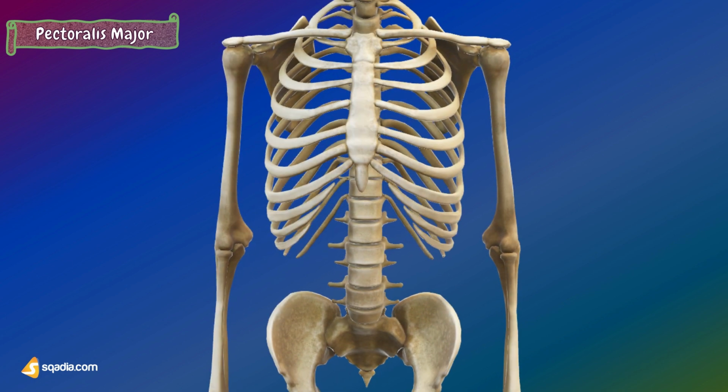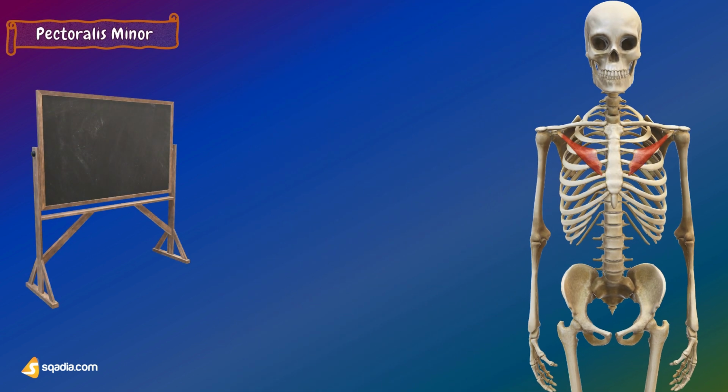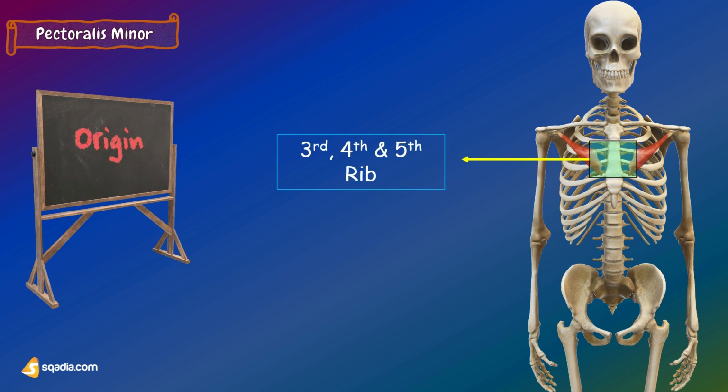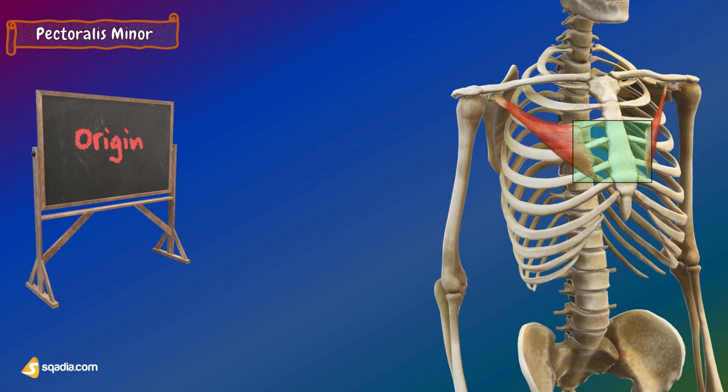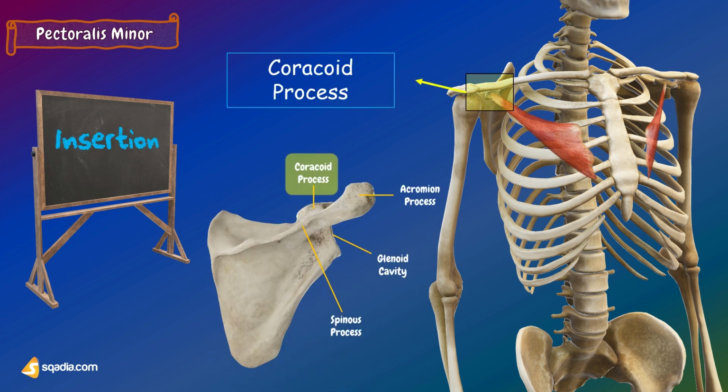Now we will move on to the pectoralis minor muscles, which lies just below the pec major. The pectoralis minor muscle originates from the 3rd, 4th, and 5th rib as shown here. The fibers of this muscle converge and insert into the coracoid process of the scapula. Coracoid process of the scapula is one of the bony landmarks of the scapular bone. The coracoid process is directed forwards and slightly laterally. It is bent and finger-like.